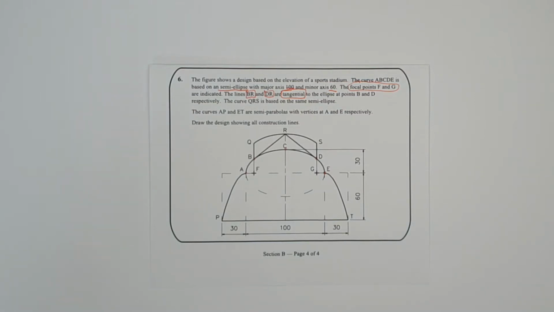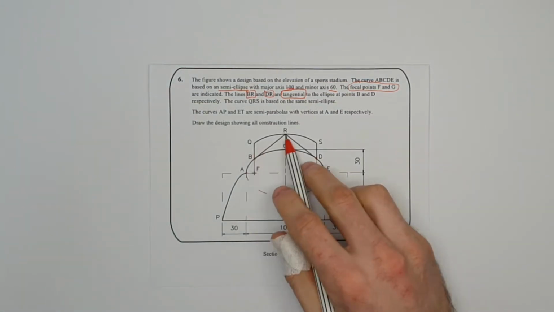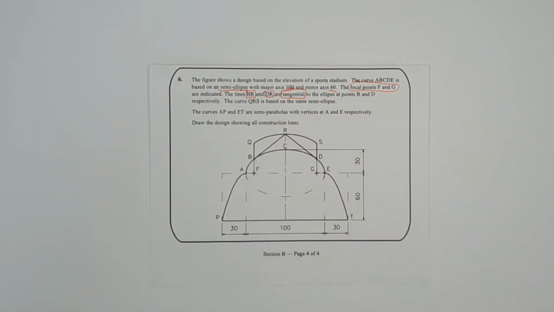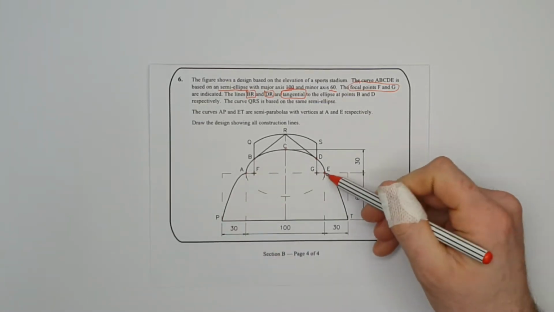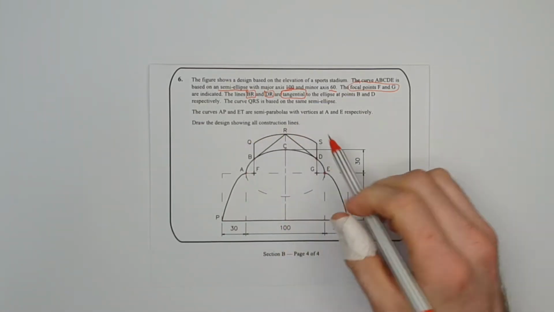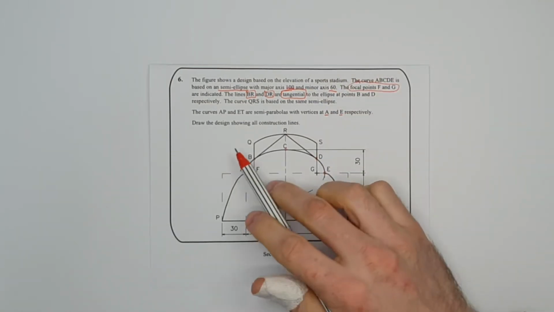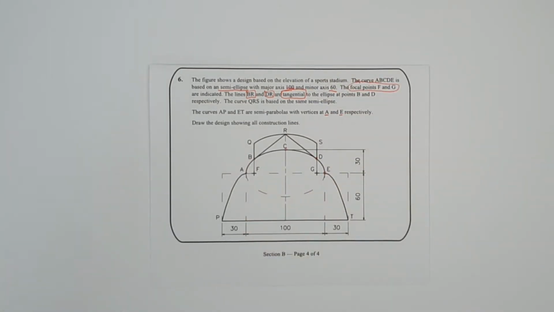And the curve QRS is based on the same semi-ellipse. The curves AP and ET, so A down to P and E down to T, are semi-parabolas with the vertices A and E. Vertex A, vertex E. Draw the design showing all construction lines.